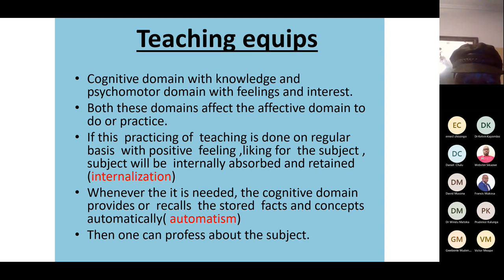Okay? So basically what I'm trying to say here is that teaching equips the cognitive domain with knowledge and the psychomotor domain with feelings and interest. These are important because if you engage both domains, then you will know whether these students are actually interested in the subject and engaging with the subject matter or not. Both these domains affect the affective domain to do practice or not do practice. So if these two domains are not there, the doing part will not happen.